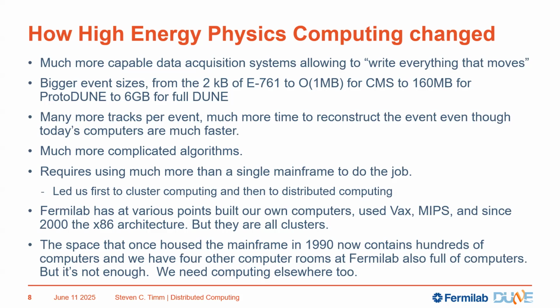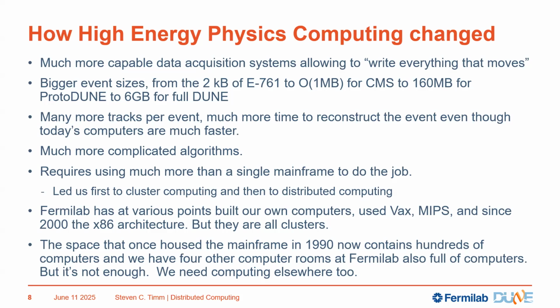So that makes for bigger event sizes, as well as more events. From E760, we have about 2 kilobytes of event size. We're a very simple experiment, 1 track in, 1 track out. Collider experiments are on the order of a couple megabytes per event. 160 megabytes for ProtoDUNE, which is running now, and 6 gigabytes for full DUNE. That's presuming that you read out the whole detector. A typical DUNE event won't actually use the whole detector, by the way.